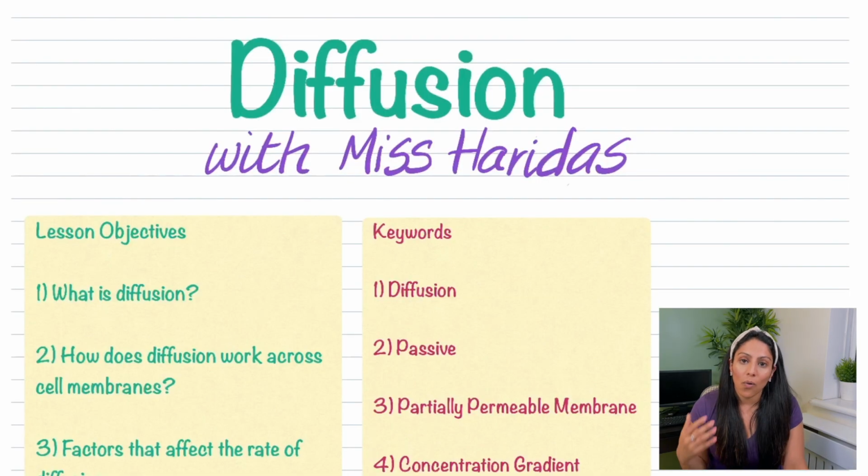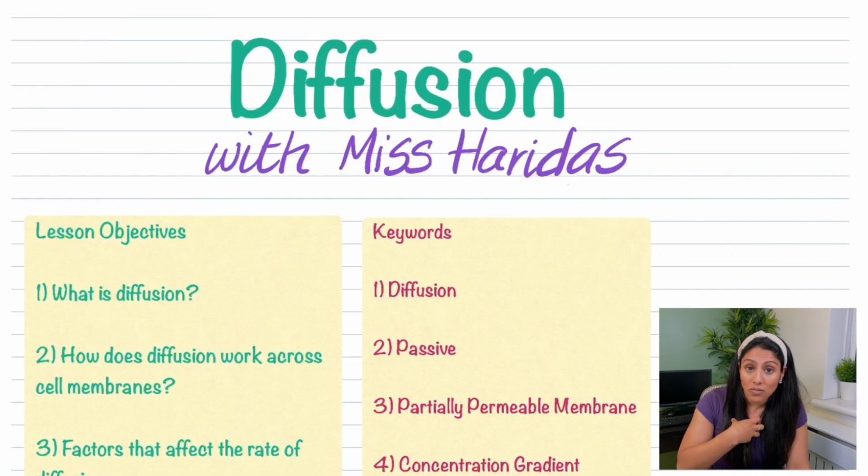There are three main points that you want to take away from this lesson. Number one, what is diffusion? Two, how does diffusion work across the cell membranes within your cells in your body? And three, what are the factors that affect the rate of diffusion? Some keywords that you really want to look out for are diffusion, passive, partially permeable membrane, and concentration gradient. I'll explain the meanings of them as we go through the lesson.